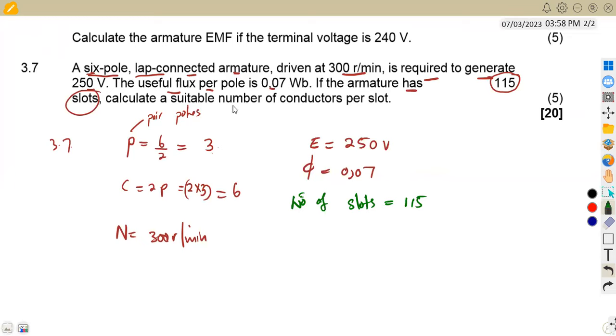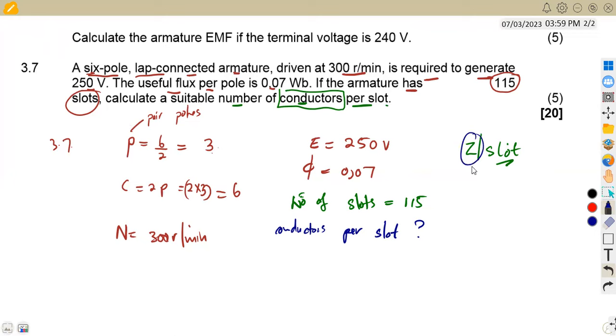Then calculate the suitable number of conductors per slot. Now we need the number of conductors per slot. Remember, the number of conductors is given by Z. So we need Z per slot in this case. What is going to be the number of conductors per slot? That is our question in this case. So we need the number of conductors per slot. All right, so let us take this into consideration.